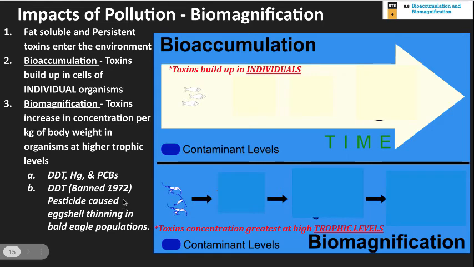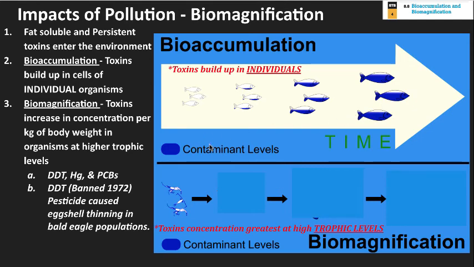The final type of impact we're discussing is biomagnification. This came up a little bit earlier in the year, but it's important to understand biomagnification versus bioaccumulation. Accumulation is just a buildup in individuals. So if you look here, you see these fish. We just have individual fish as they grow over their lifespan start to accumulate contaminants as they live and breathe, right? So toxins build up in individuals over time.